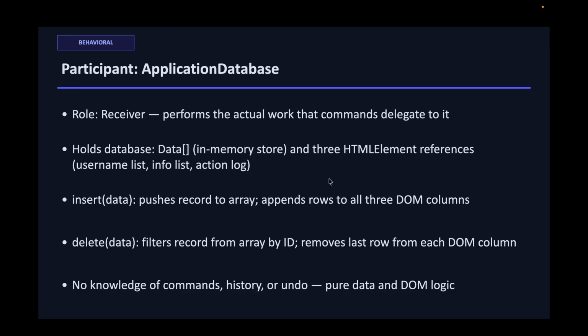The application database is the receiver. This is the class that does the actual work. Its constructor takes in the in-memory data array and references to three DOM elements: a username list, the information list, and the action log. When you call insert, it pushes the record into the array and appends list items to all three DOM columns. When you call delete, it filters the record out of the array by ID and removes the last list item from each column.